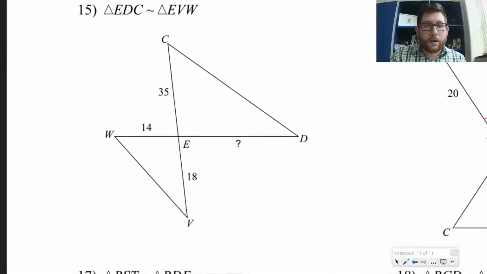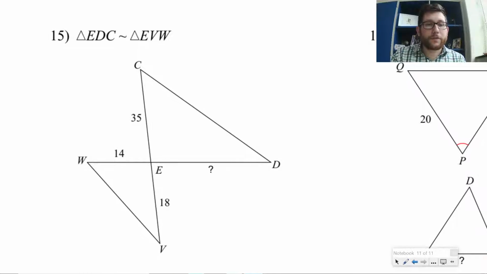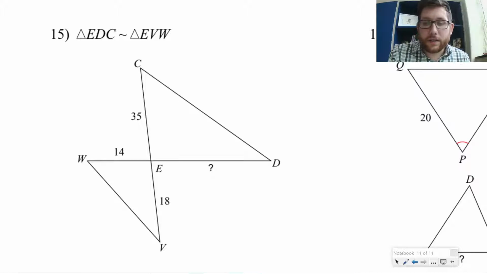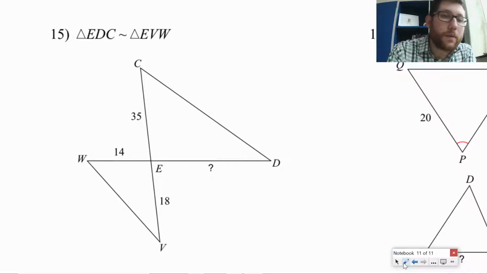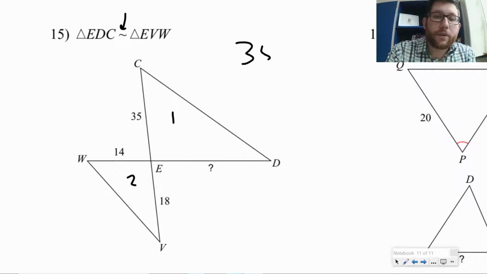Let's look at this one, number 15. All right, so number 15, we've got EDC is similar to EVW. Remember this little symbol right here? And that means similar. All right, so when we're solving for the side ED, again, I'll make this triangle 1, triangle 2. I'm going to put triangle 1 on top. I'm going to match up 35. What does 35 match with?